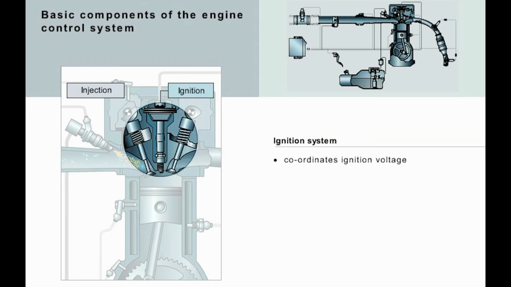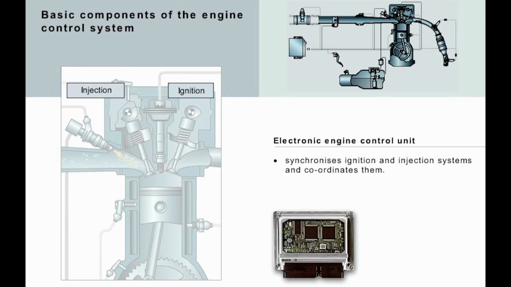The ignition system coordinates the ignition voltage and ignition timing with the supplied mixture and the other parameters relating to the operating conditions. The electronic engine control unit now synchronizes, in accordance with the driver's load requirements and external conditions, the two engine components, the ignition and injection systems, and coordinates them. Electronic engine control is therefore primarily concerned with recording and influencing all input and output variables in one component, the engine control unit.